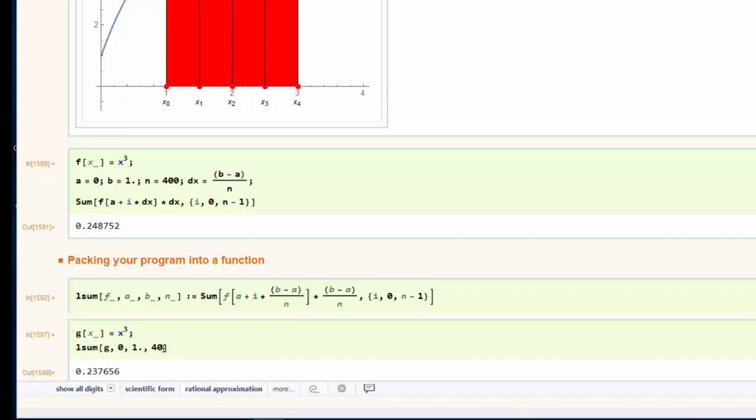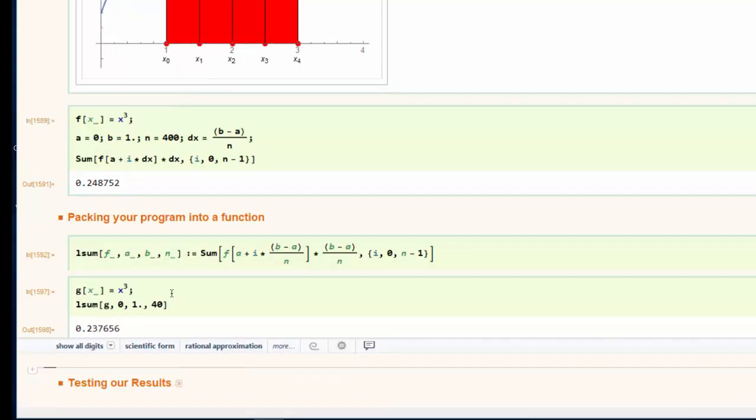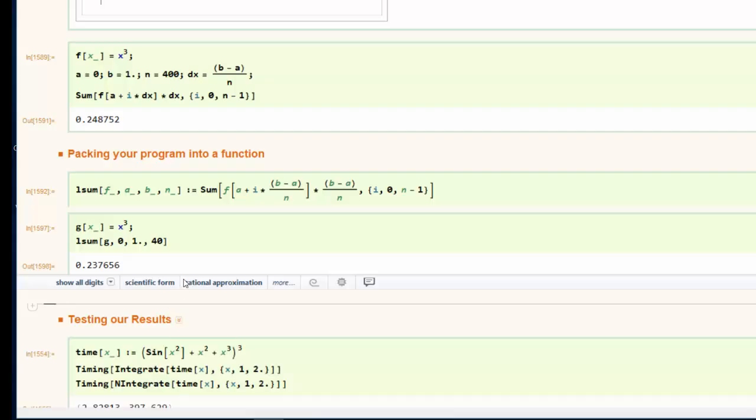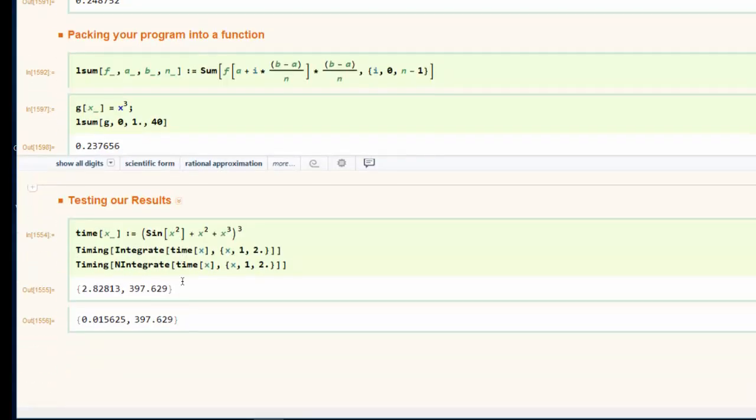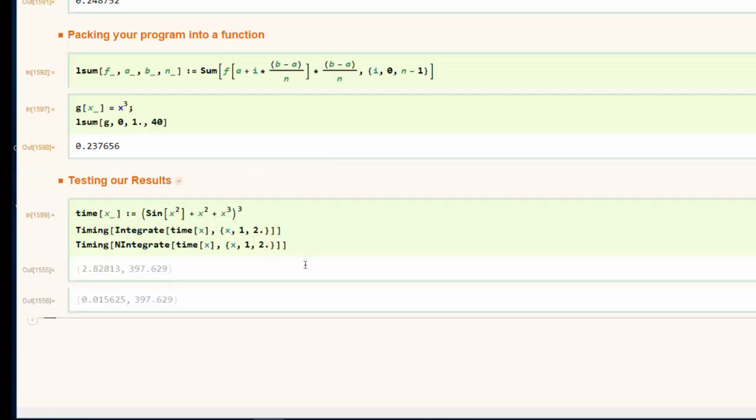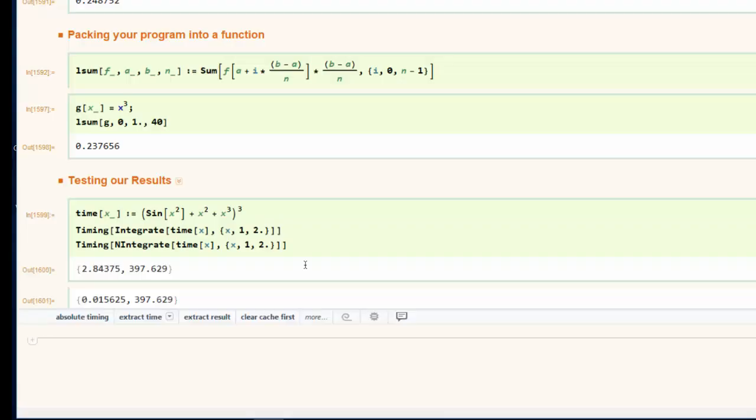So now I've packaged up my program nicely. Now the one last thing I'm going to show here, now that I've already packaged up my program, is I want to compare it. What we saw earlier was that we had this function time that we defined, where it took a long time to integrate analytically, 2.8 seconds, as I ran it a second time down here. And I have an n integral time as well. So let's rerun this one more time. I might get some slightly different values here.